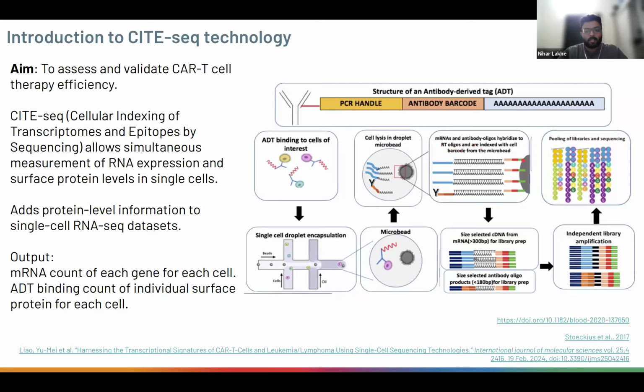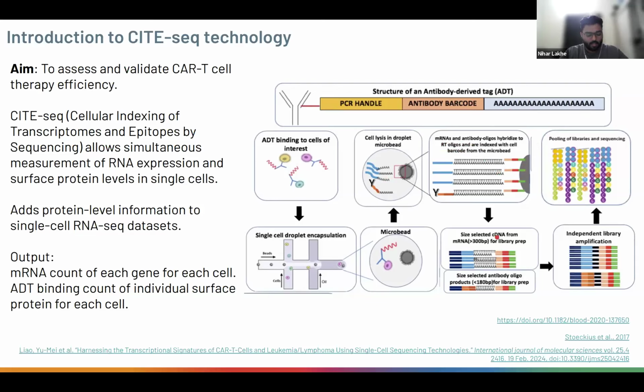The RT oligos are present in the microbeads. The structure of RT oligos consists of a poly T tail, which can bind to the poly A tail. It consists of a cell barcode, which will help in distinguishing different cells. It also consists of a UMI that helps in distinguishing PCR duplicates from real duplicates, and also a sequence adapter.